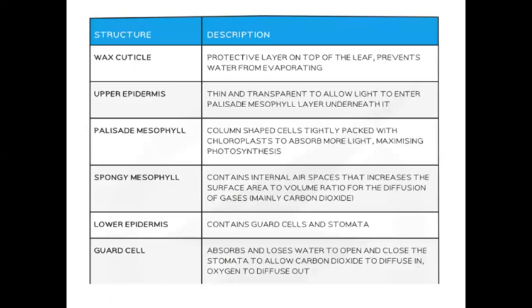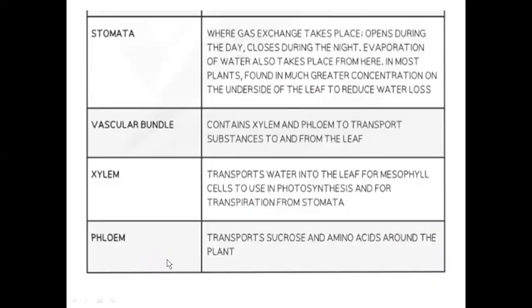And in the given notes, you can also study the function of each and every part: waxy cuticle, upper epidermis, palisade and spongy mesophyll, lower epidermis, and guard cells. Then stomata is there, and vascular bundle means xylem and phloem. So we have studied the structure of the leaf and their functions. In the notes you can also study.